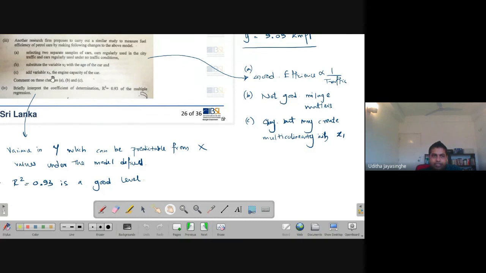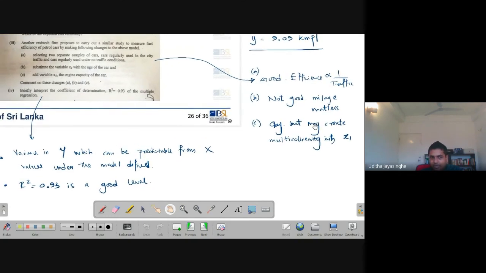C, add a variable x5 for the engine capacity. But this engine capacity is going to create some multicollinearity with the x1. X1 is the weight of the car. So the weight and the engine capacity seem to be going in line with each other, so we can't really agree. So be careful with those answers. Part number 3 is something new. You are bringing in new variables to the question and you can comment on your opinion.